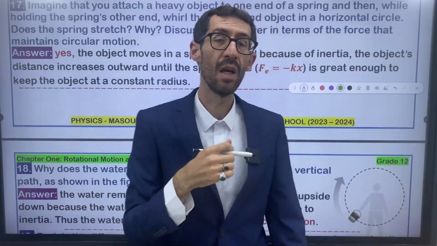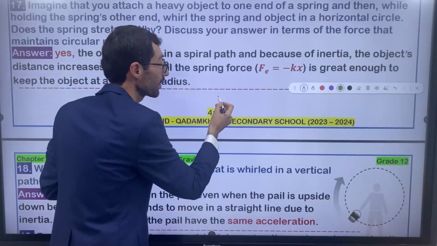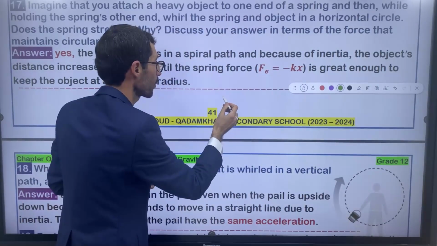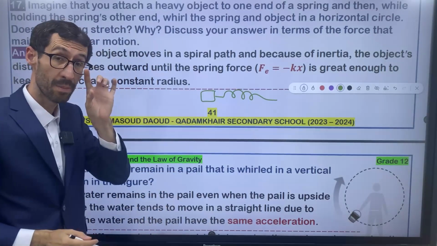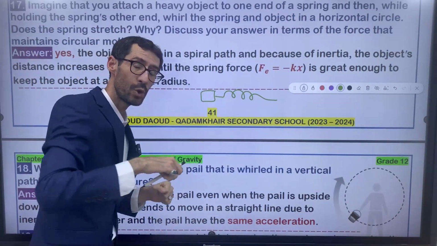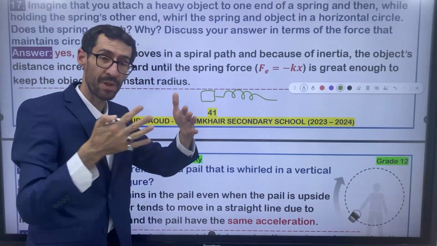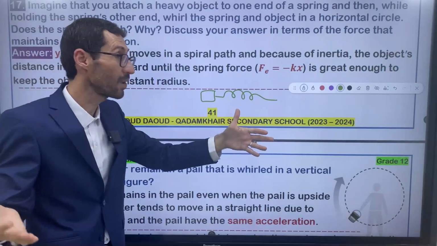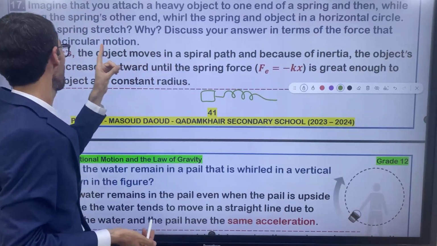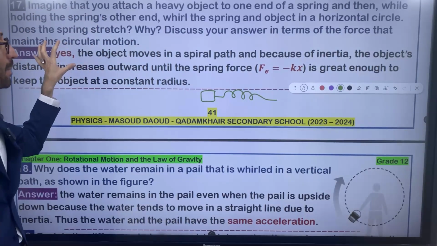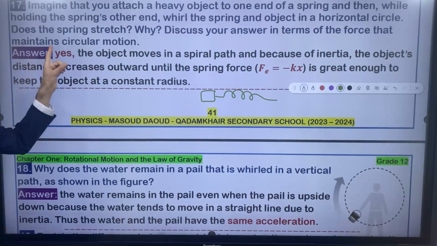Think about the situation. Whenever you hang the object to the end of the spring, there's a spring, and you attach it to an object, and after that you twirl it, you whirl it, or you circle it. Does the spring stretch or not? Does it elongate or not? Of course, it elongates, right? It stretches. This is the first part. We say yes. It says, discuss your answer in terms of the force that maintains circular motion.